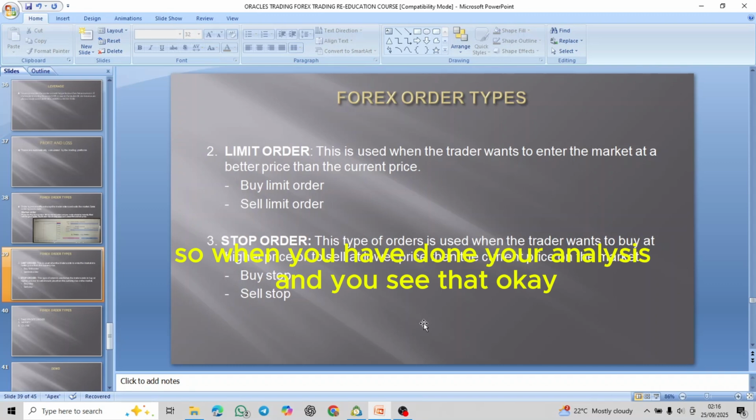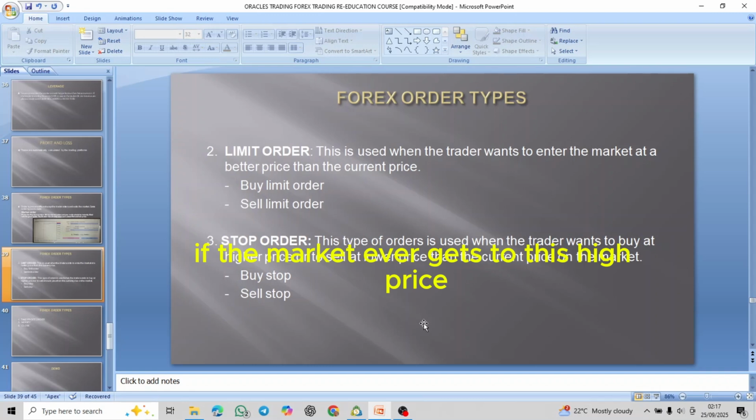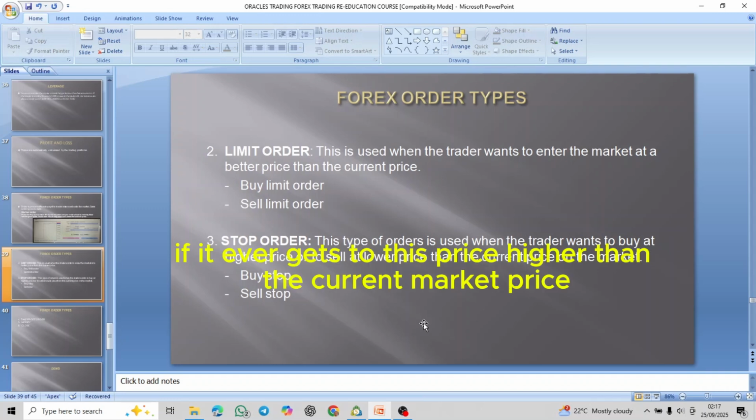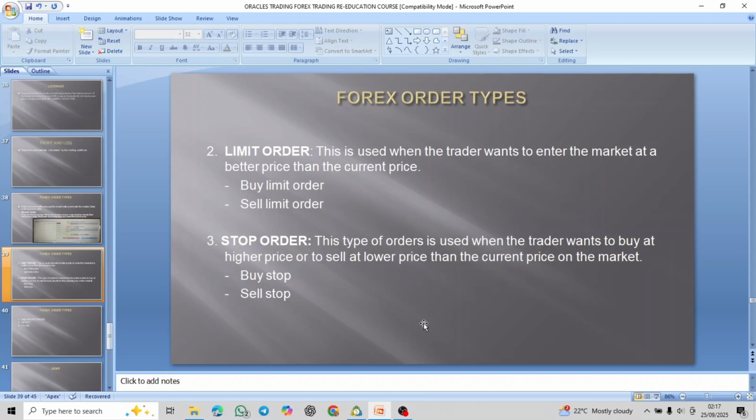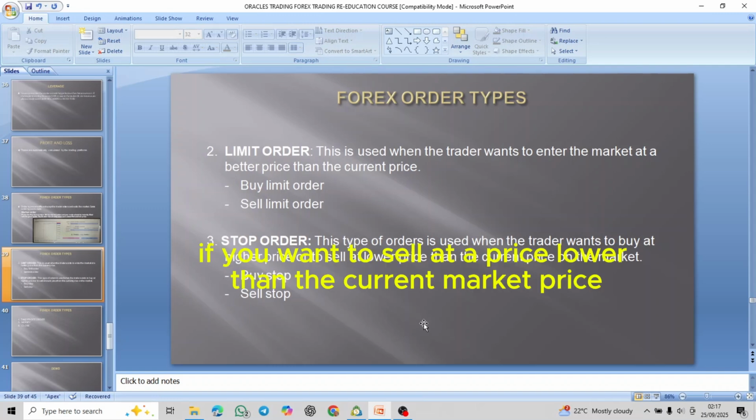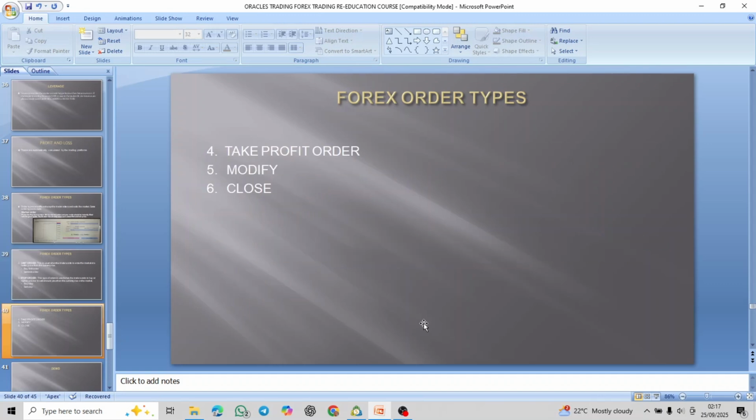So when you have done your analysis and you see that, okay, if the market ever gets to this high price, that is, if it ever gets to this price higher than the current market price, buy for me. You set it. So you use buy stop in that case. And then sell stop if you want to sell at a price lower than the current market price.